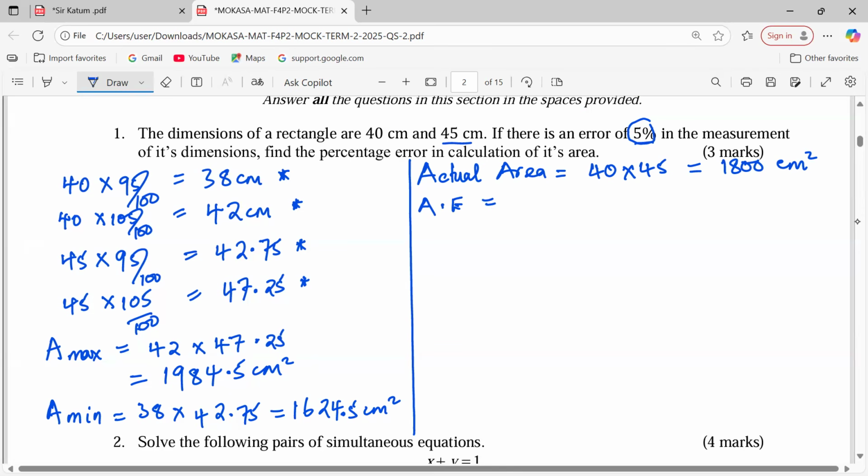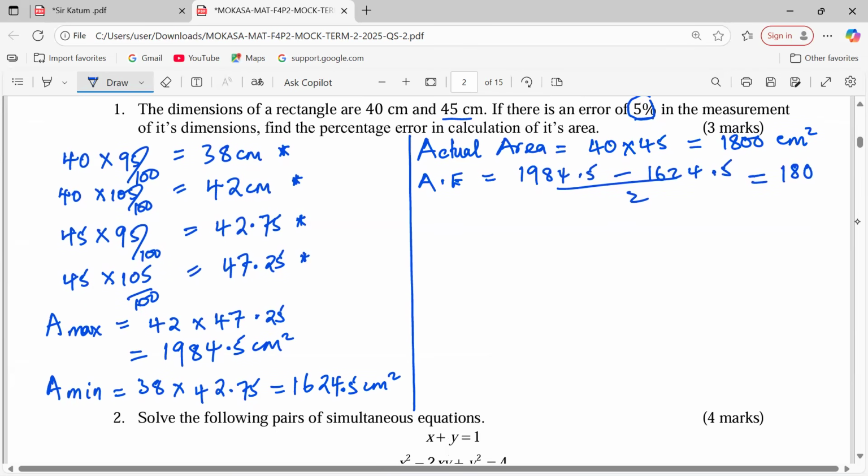Absolute error is usually given by maximum minus minimum over 2. Maximum minus minimum area, this should be divided by 2. 1984.5 minus 1624.5. Then we divide it by 2. 360 over 2 gives us 180. So this is what you call absolute error in the computation of the area.